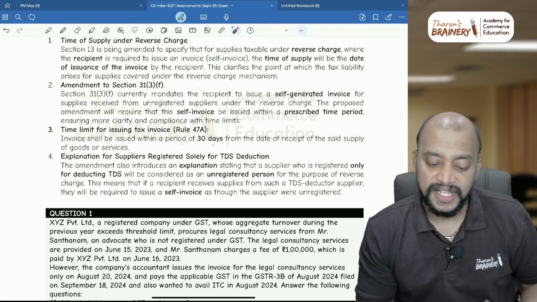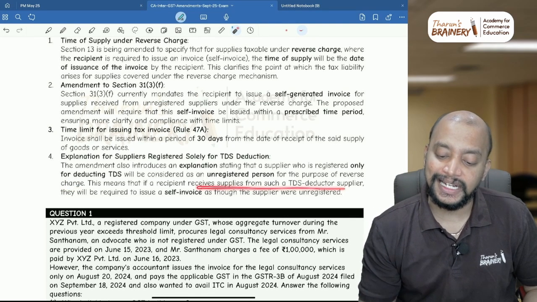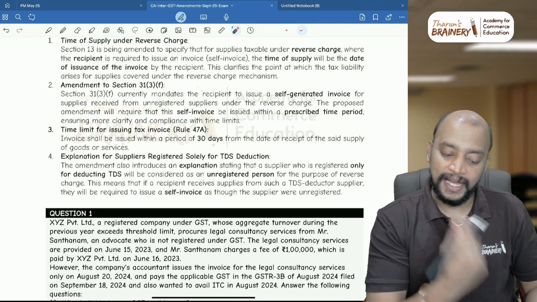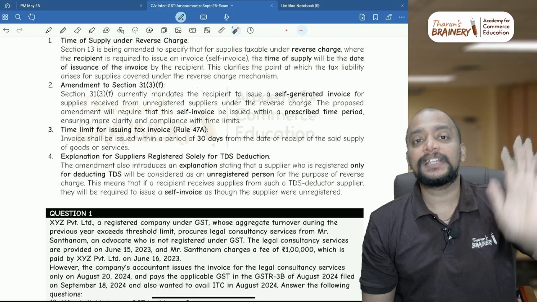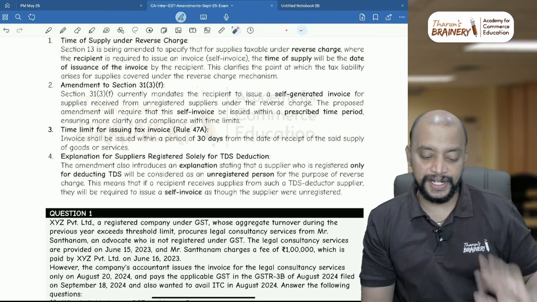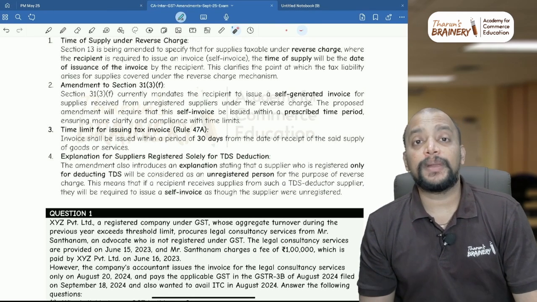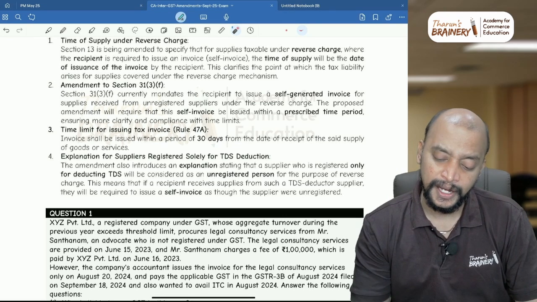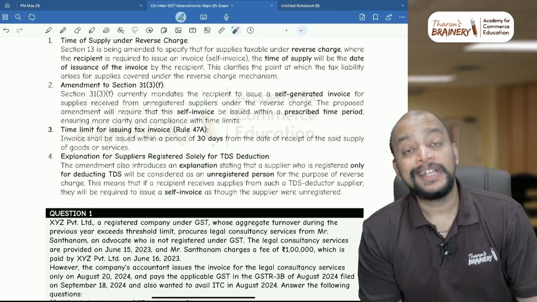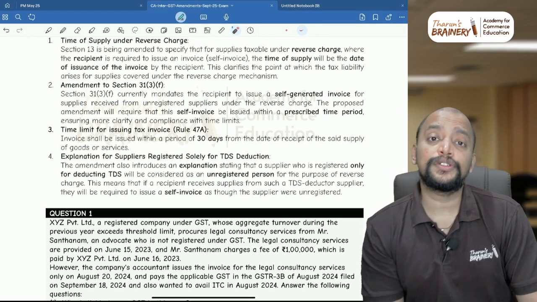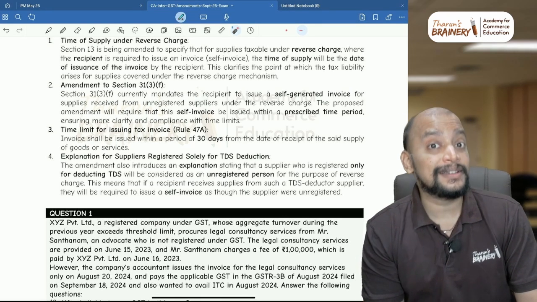This means that if the recipient receives supplies from such a TDS deductor supplier, they will be required to issue a self invoice as though the supplier were unregistered. Okay, as if the supplier is unregistered, they need to give the self invoice. So this point, don't forget. Even though it is a government department, even though they are registered, they are registered only as a TDS deductor.